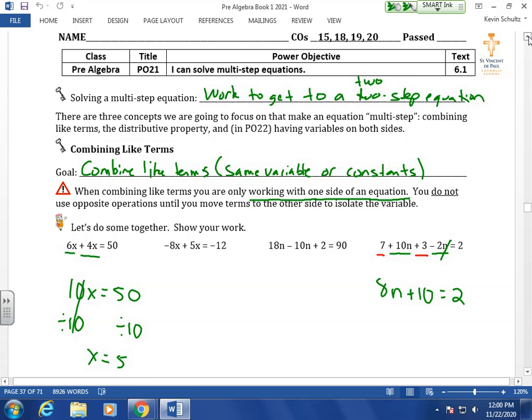Again, that right side, that 2, didn't change at all. I didn't do anything with it. There's no simplifying that can be done on that side of the equation, so I just leave it as a 2. Okay? And now I've got my two-step equation. Now I'm in my comfort zone. Start with my constant, move it to the other side.